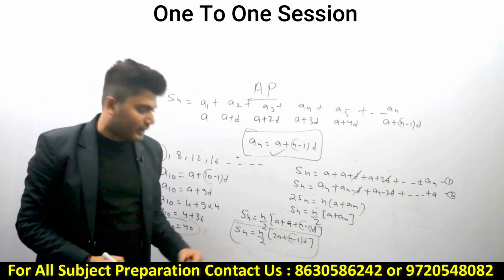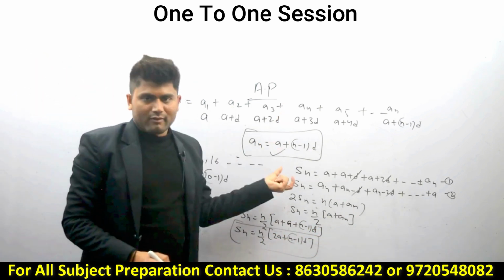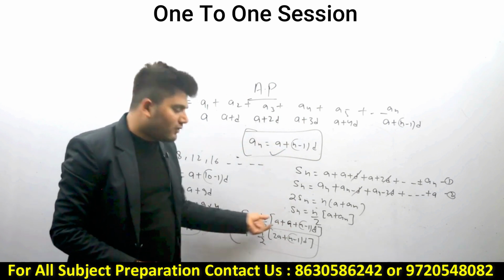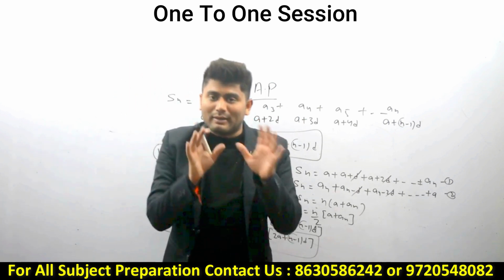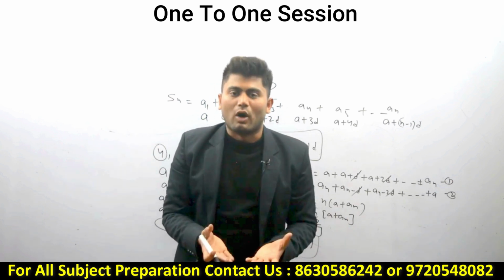So we have two formulas, right? We can use whichever is suitable depending on what is given, so we can check that and use these formulas. So these are the basic terms. This is the basic knowledge about AP.